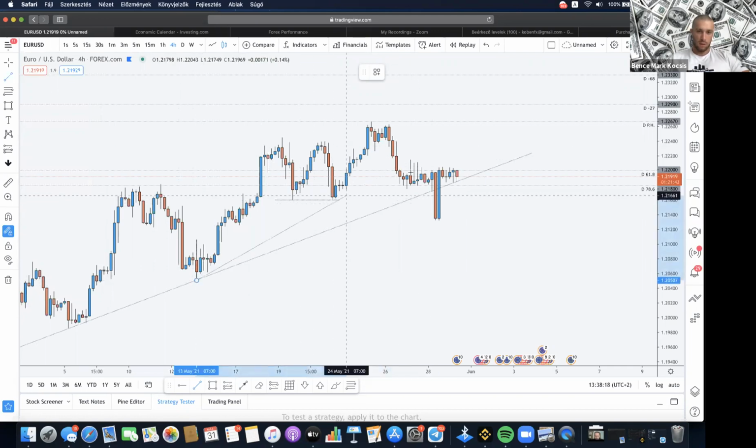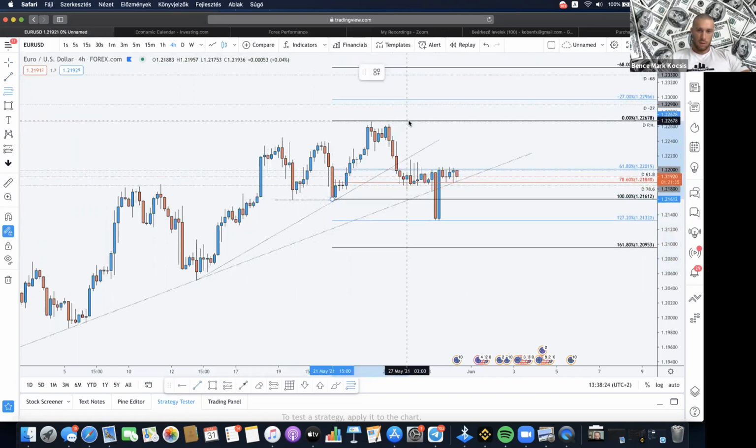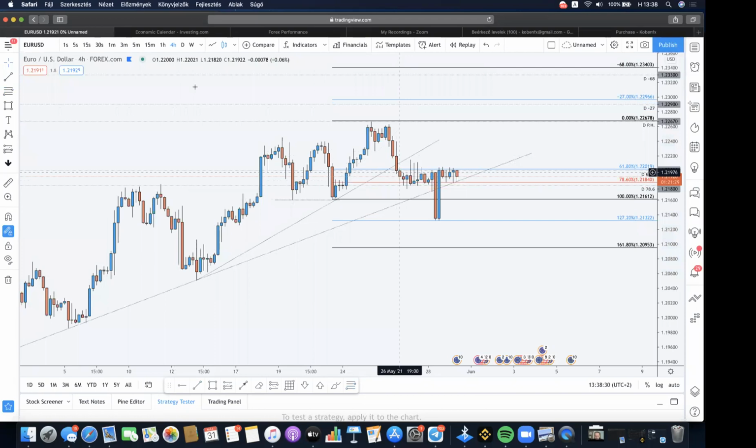Basically, equal lows. But okay, at this point, if you check the trend line, so let's have a look. Probably use this Fibonacci. So you try to take the trade, I guess, on the 78.60 or 61.80. 78.60, yes. Let's have a look.